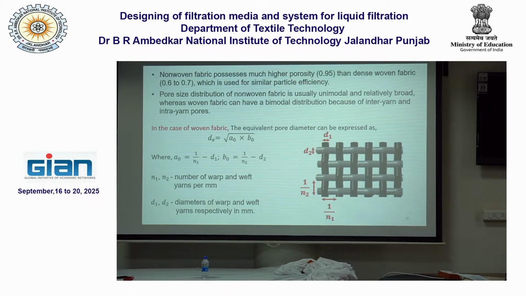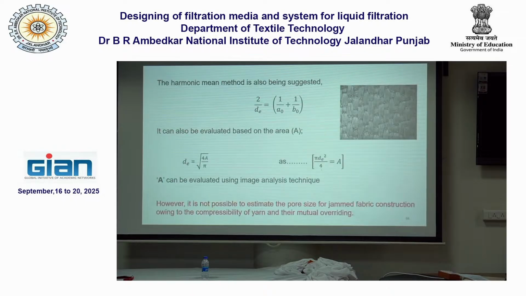Now this dimension is A0 and the other dimension will be B0. If you take the root of it, you will get the equivalent pore diameter. This is one of the ways to estimate the pore diameter. Whosoever is in textile will understand it, because basically it is the square geometry. You can also look at it through a microscope to get an idea about the pore size.